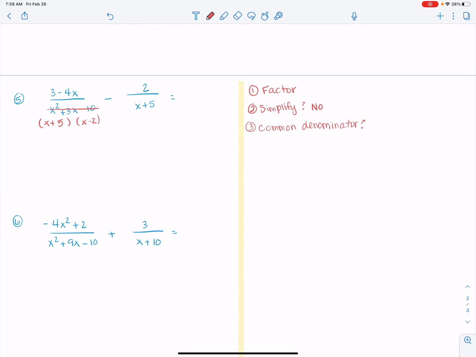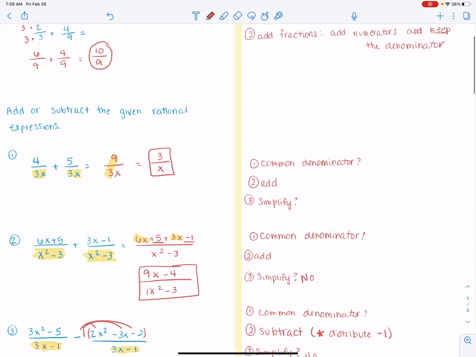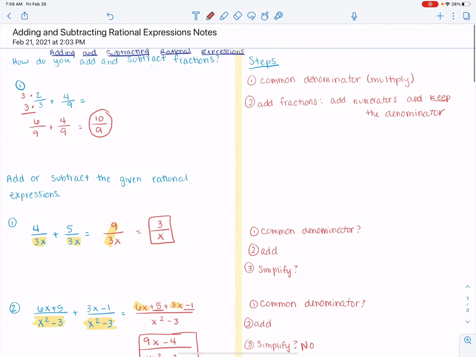And we don't. But what we do have is that our denominators have something in common. They both have an x plus 5, but this first fraction is also being multiplied by x minus 2. So just like our very first fraction, if I could multiply by something that would make it the same, then I can go from there.